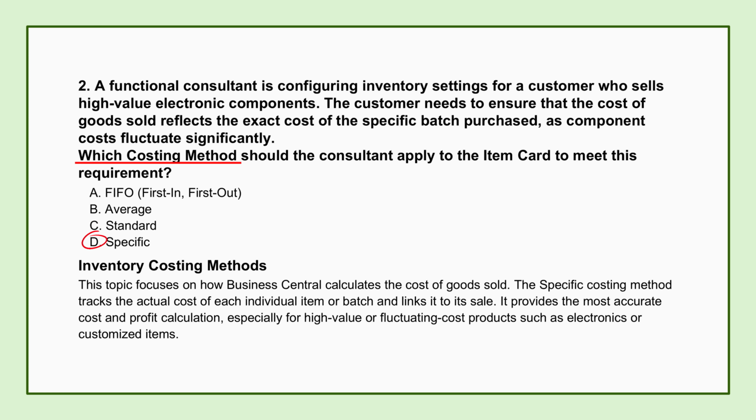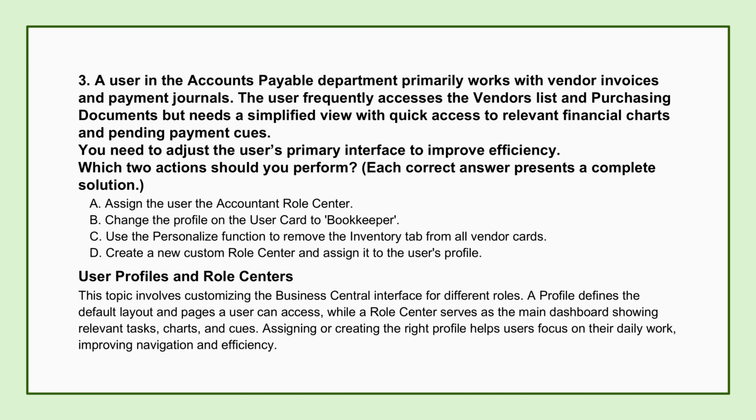Got it. So choosing specific isn't just flipping a switch. It often means you must implement lot or serial tracking too to make the cost matching actually work. It guarantees accuracy where those cost swings could really impact the financials. Okay, so we've got revenue accuracy nailed down and cost precision covered. But a perfectly configured system is kind of useless if people find it painful to use. Let's talk about user efficiency, tailoring the interface.